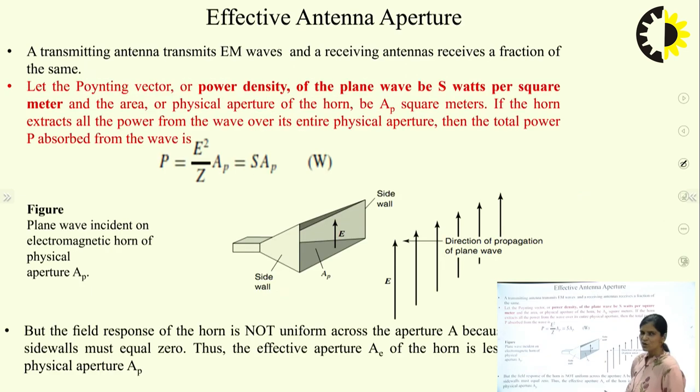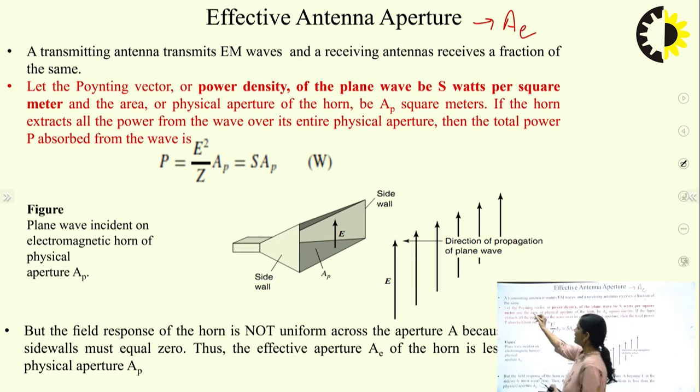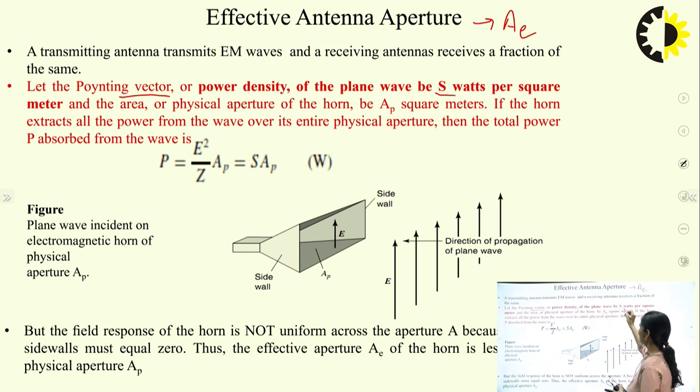Now the next topic is effective antenna aperture. It is denoted as AE. A transmitting antenna transmits EM waves and a receiving antenna receives a fraction of the same. Let us consider the Poynting vector or power density of the plane wave, represented as S watts per square meter, and the area or physical aperture of the horn, denoted by AP square meters.